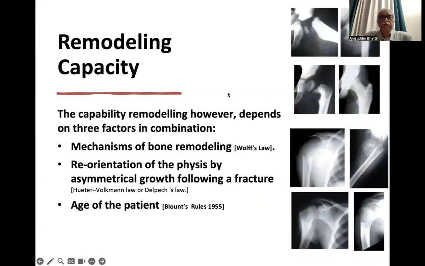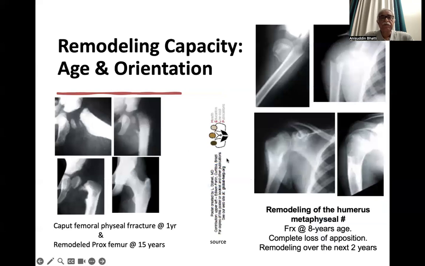There is a significant remodeling capacity in children's bone that depends on three factors in combination. One is the mechanism of bone remodeling, which we see through Wolff's law. Then the reorientation of the physis and the asymmetric growth following a fracture, and the age of the patient. In combination, the remodeling capacity is established.